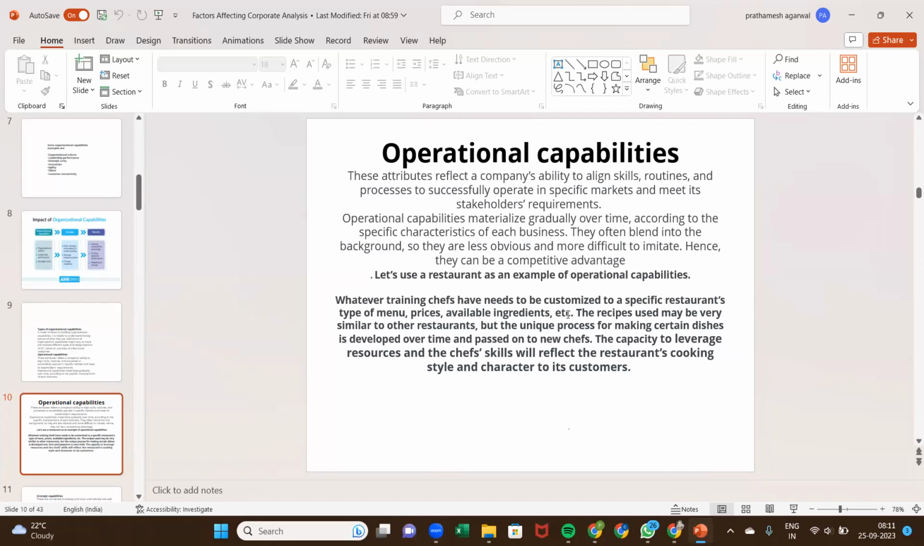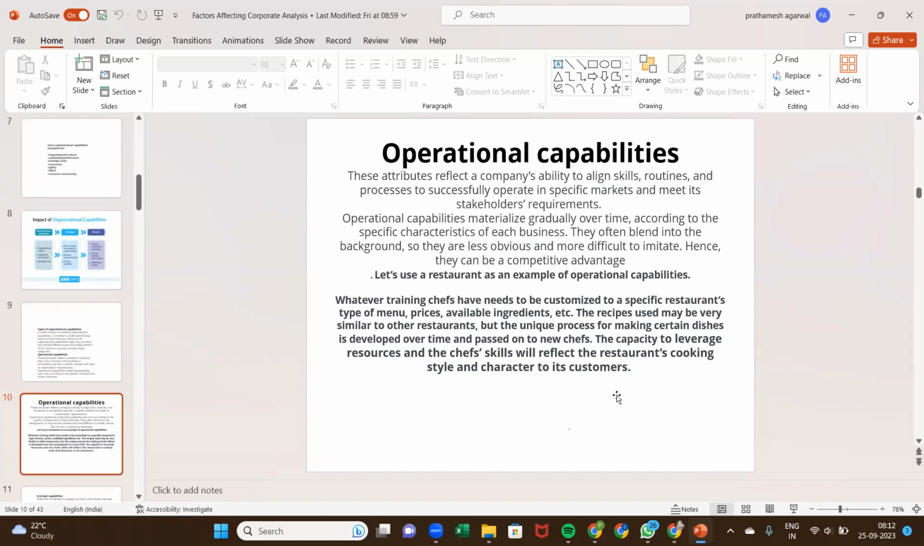Then prices and available ingredients, etc. The recipes used may be very similar to other restaurants. For example, we eat pav bhaji at several restaurants. But when you talk about a particular restaurant, you say, they make amazing pav bhaji. Their pav bhaji is just very nice compared to the others. So that X factor in that recipe is very important. The recipes used may be very similar to other restaurants, but the unique process of making certain dishes is developed over time and passed on to new chefs.